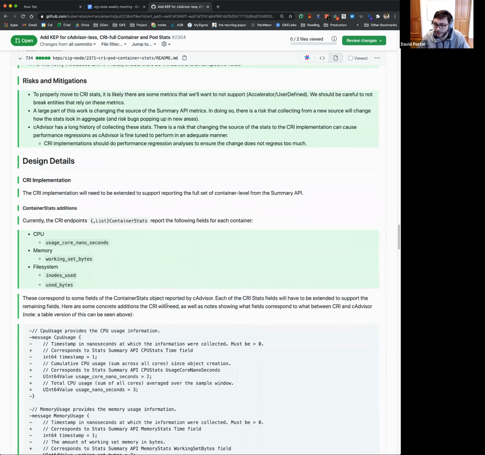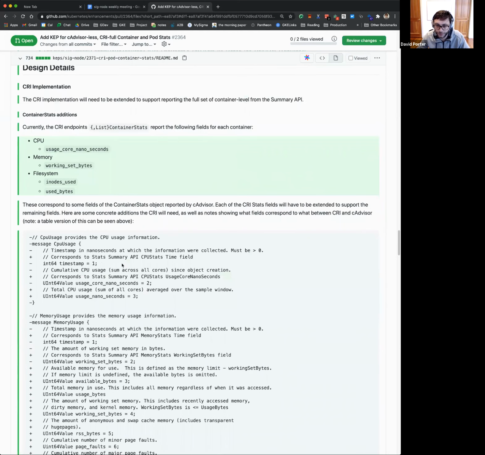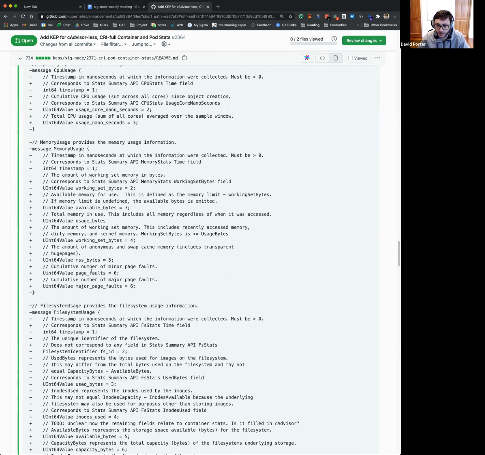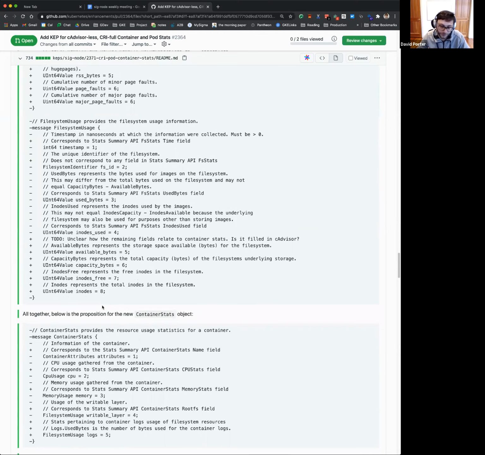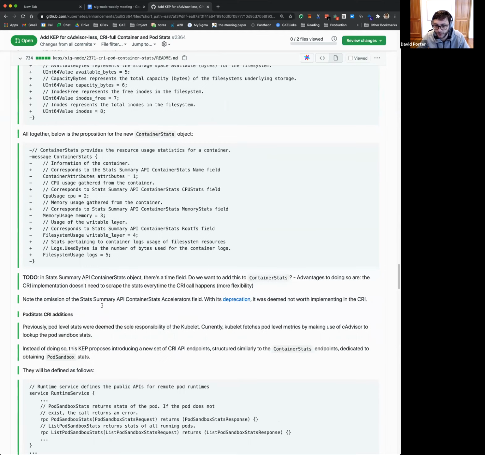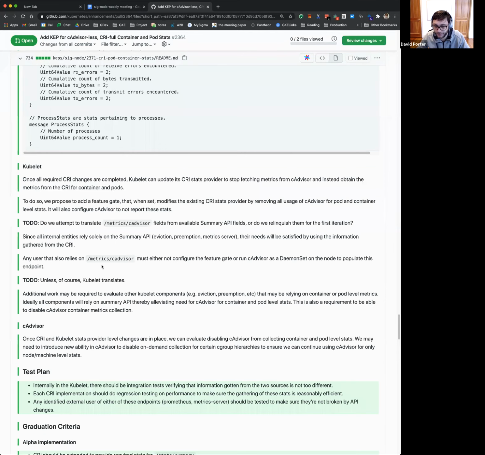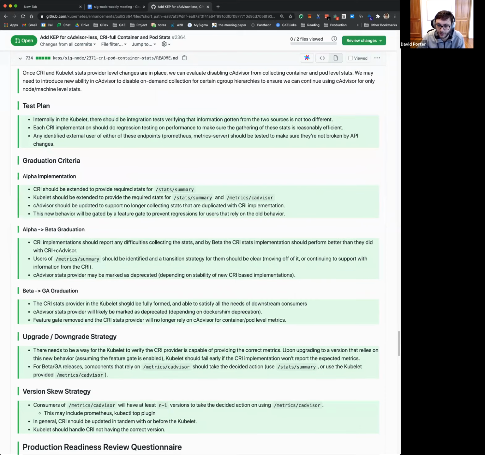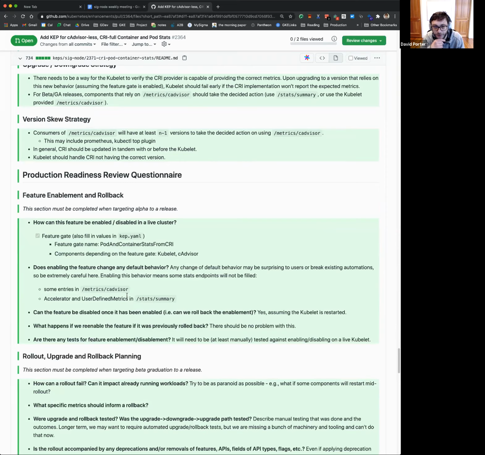Then the KEP talks more in detail about the CRI changes proposed. We already have some initial stat fields in the CRI, but this is building those out and including some more information so that we can fulfill the whole summary API. That's what the rest of the KEP goes over, along with the graduation criteria and so forth. Peter, did you want to add anything, or is that a decent summary? Feel free to jump in.